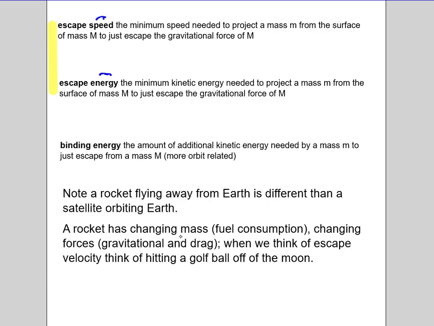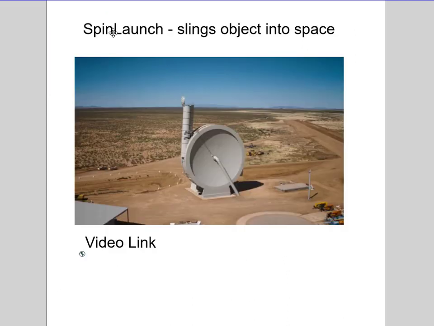Having a rocket go into space is a much more complex system. There's changing mass, there's changing forces, there's drag. It's just so much more complicated. So we're just talking about either projecting or throwing something into space, like SpinLaunch does.